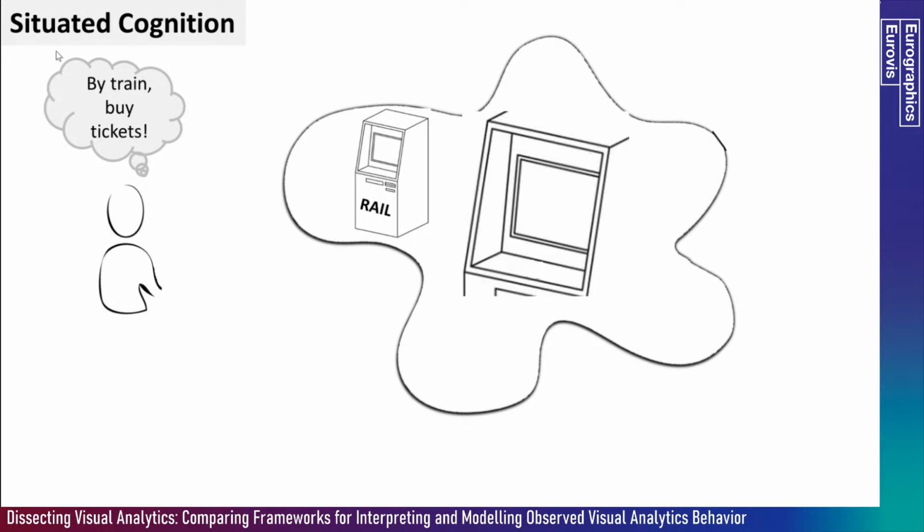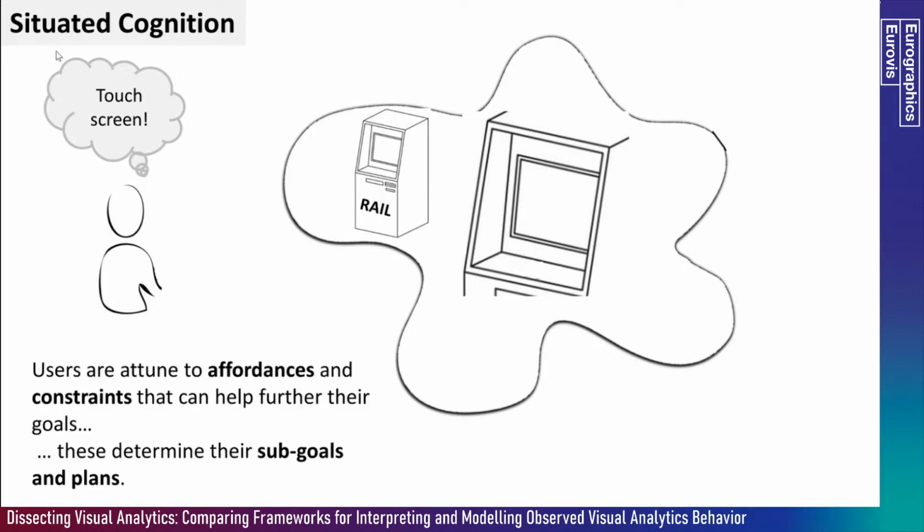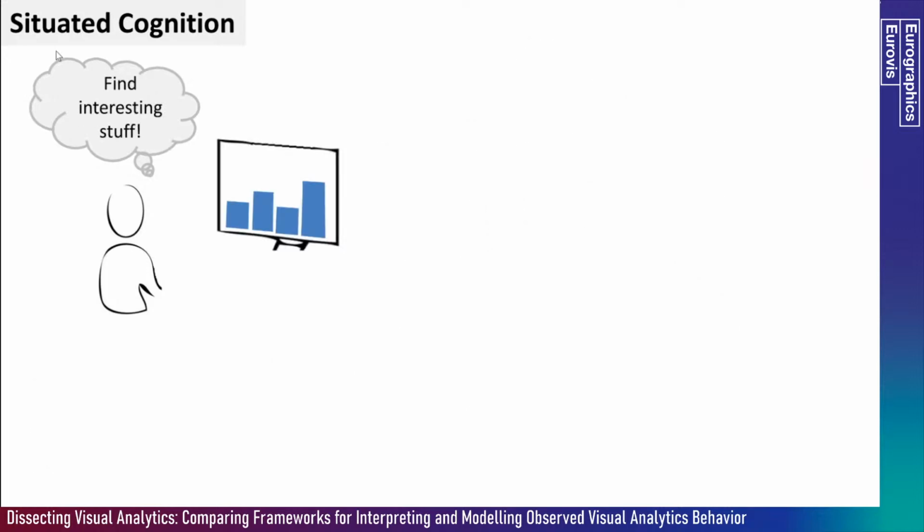I approach the machine, see no keyboard, so I touch the screen to interact with it. The absence of a keyboard was a constraint, but it also suggested a course of action. So little by little, broader goals translate into more specific goals, and the environment directs my actions by suggesting possibilities and constraints. This explained well some of our data.